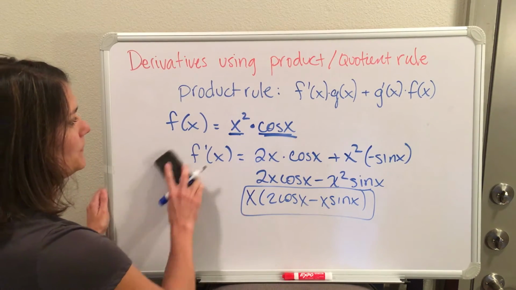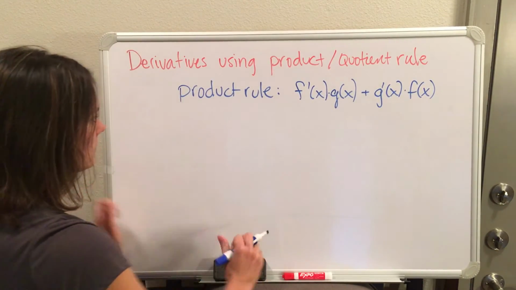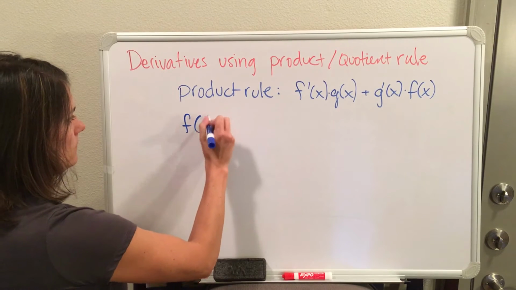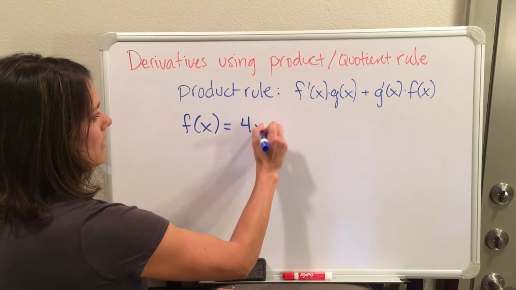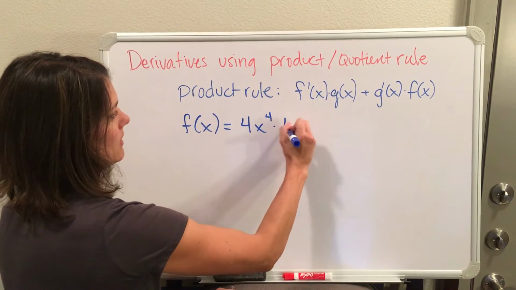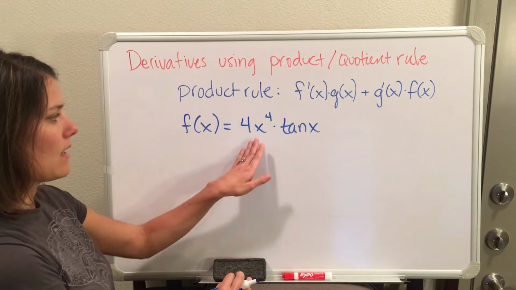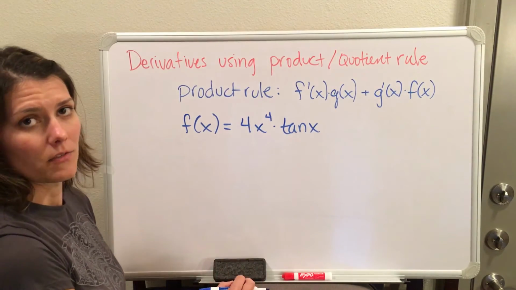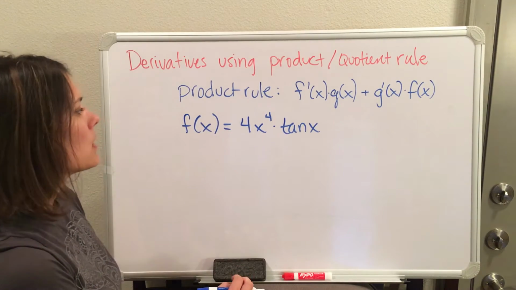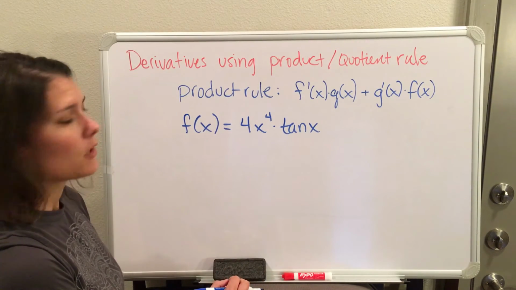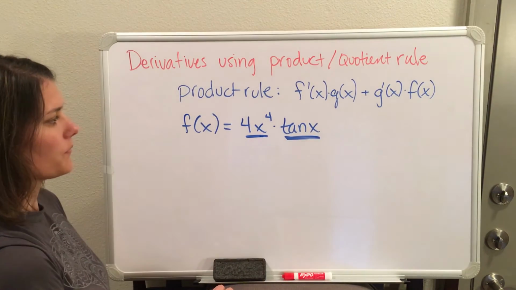Let's do another example. So let's go ahead and do 4x to the fourth times tangent of x. Again, you see one function times another function. There's no way to avoid using the product rule, so we're just going to follow the rule itself. This is my first function, and this is my second.